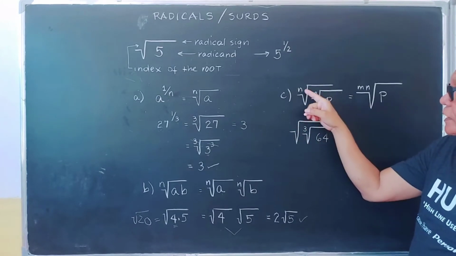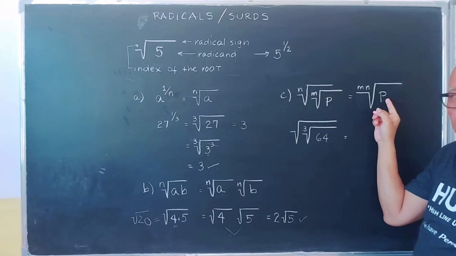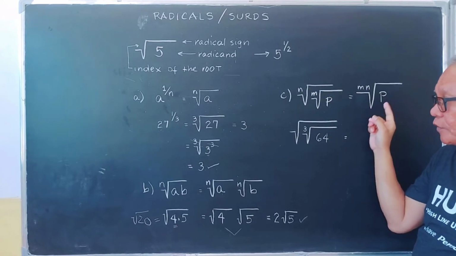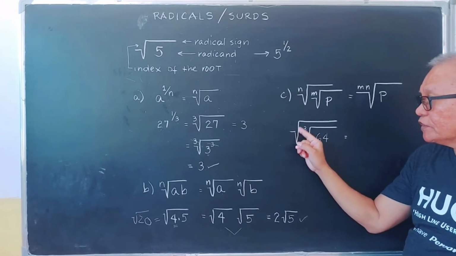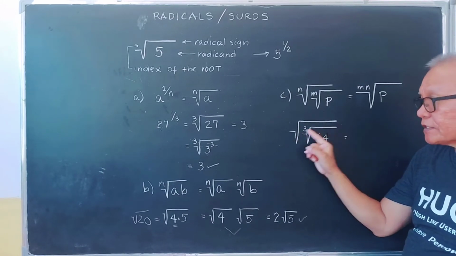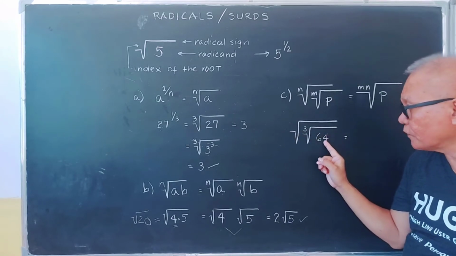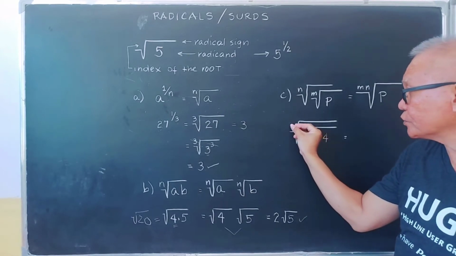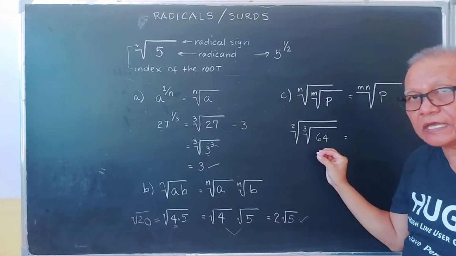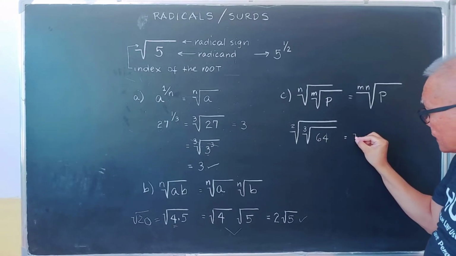So we have m times n or mn, and we have the radicand p. Example, we have the cube root of 64, and then we have the square root. So this one is the square root of the cube root of 64. But what is the number here? The number here is 2, because we don't see any number there. That is square root.